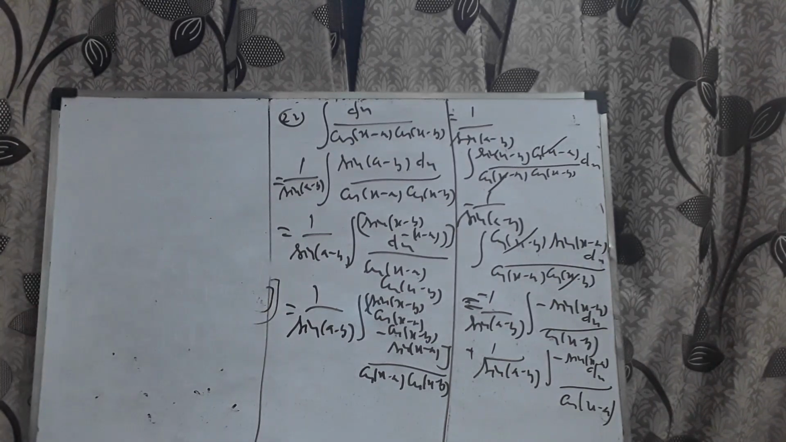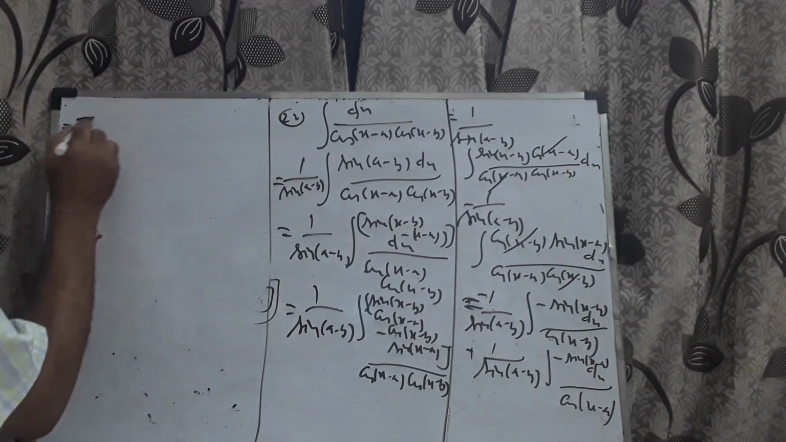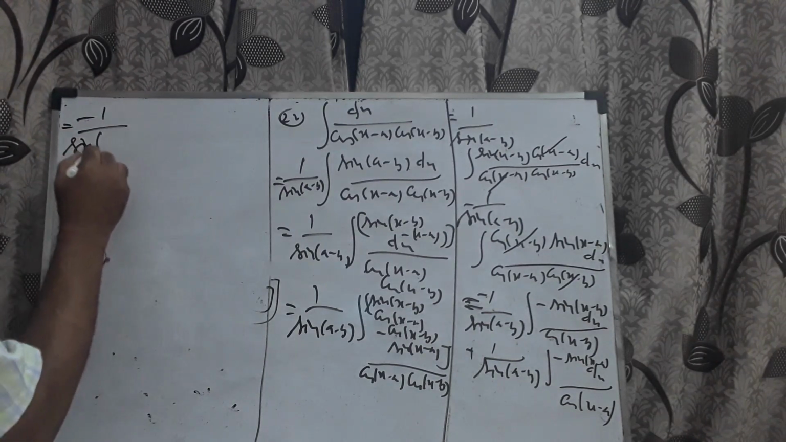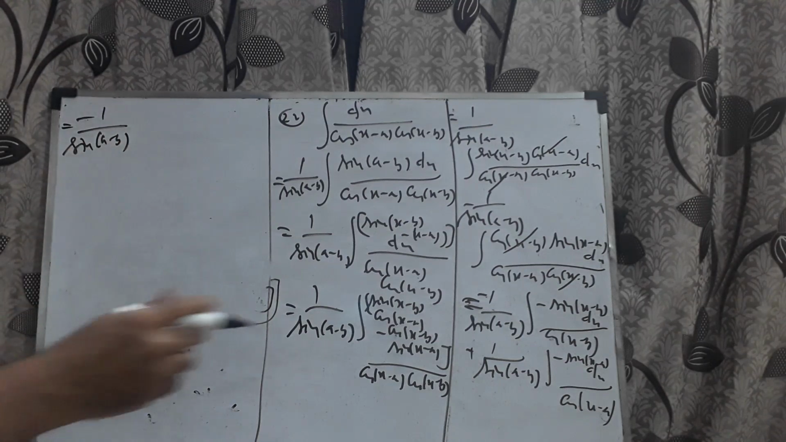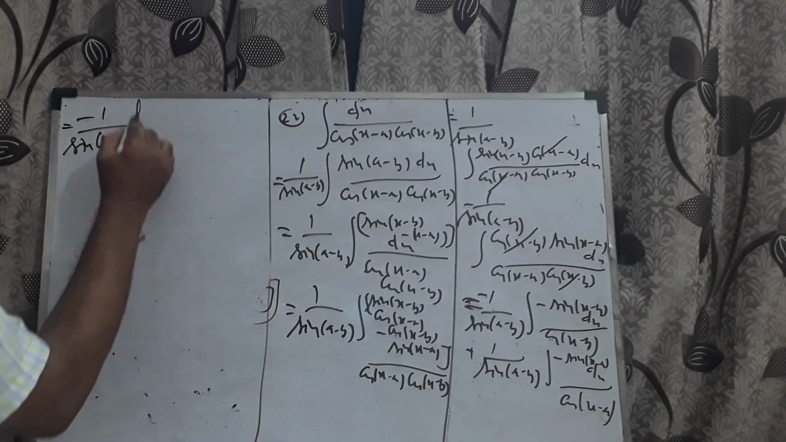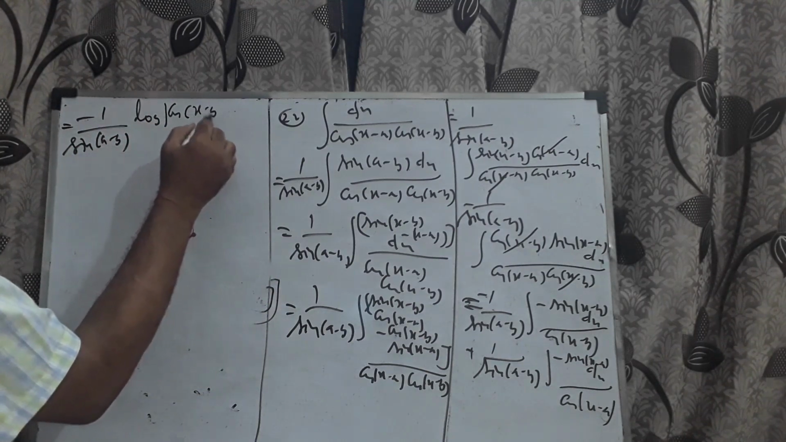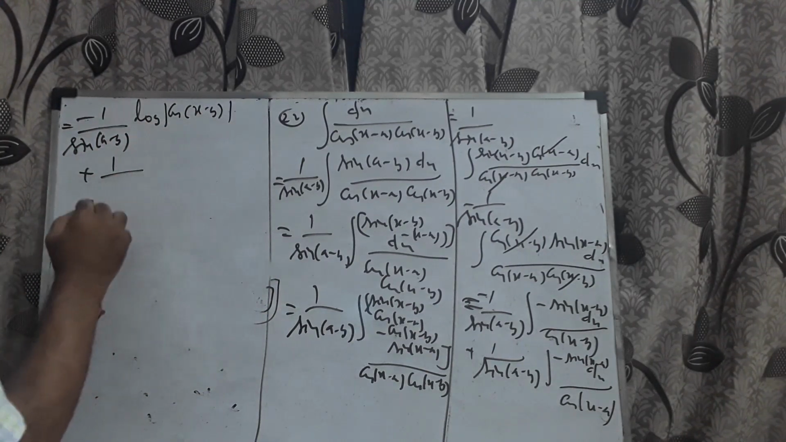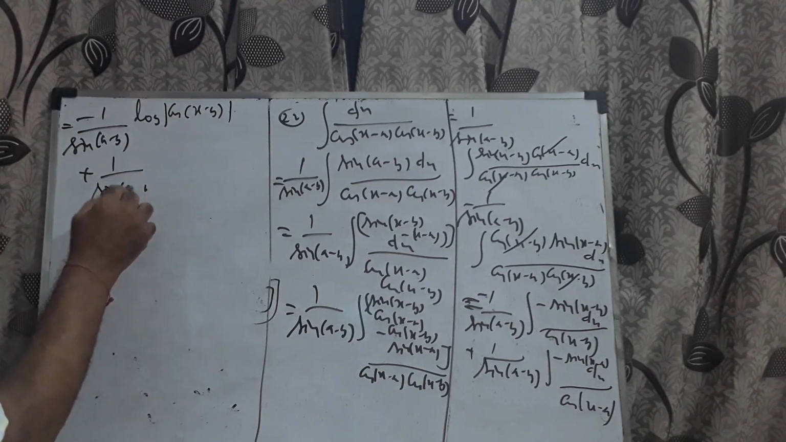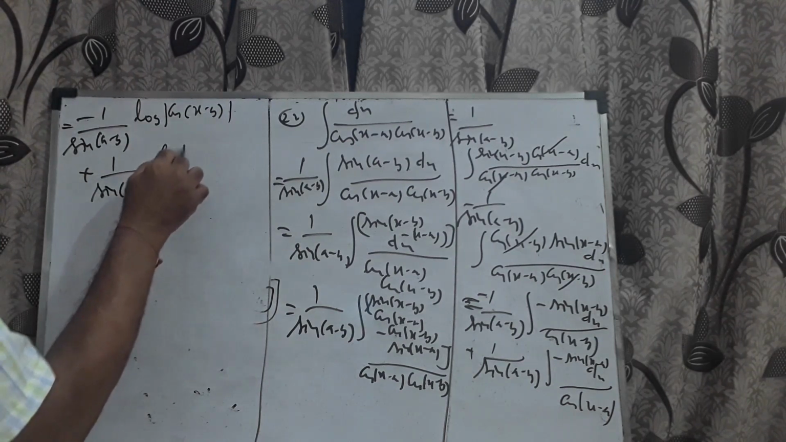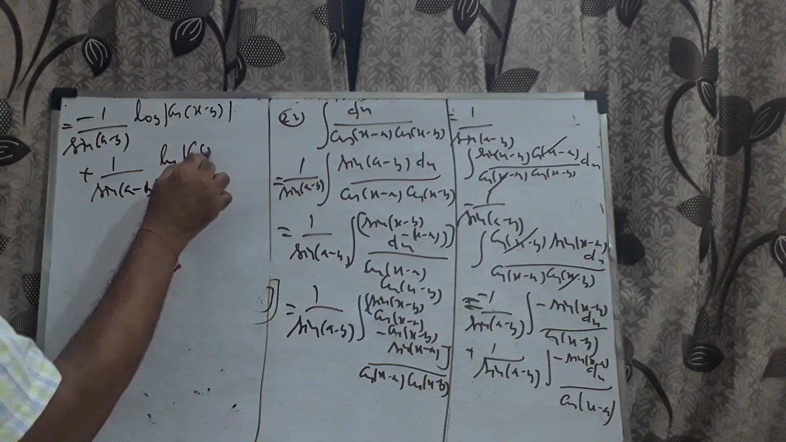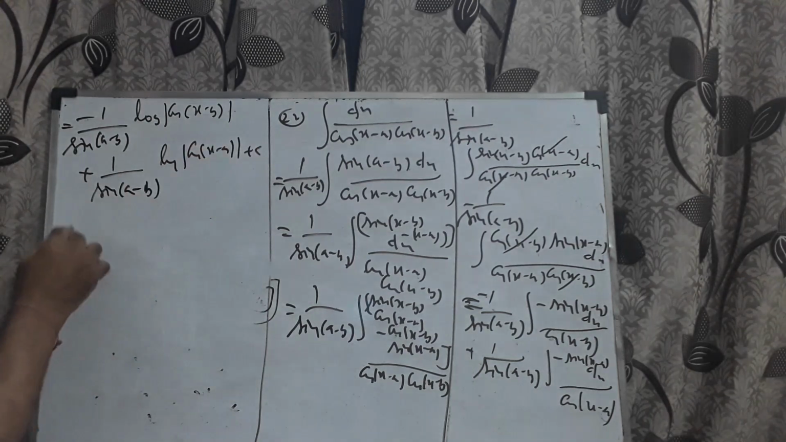Okay, so the form dt by t, I'll be able to write log. Now for minus 1 by sine a minus b, I am avoiding substitution. I write it as log mod cos x minus b plus 1 by sine a minus b into log mod cos x minus a plus c.